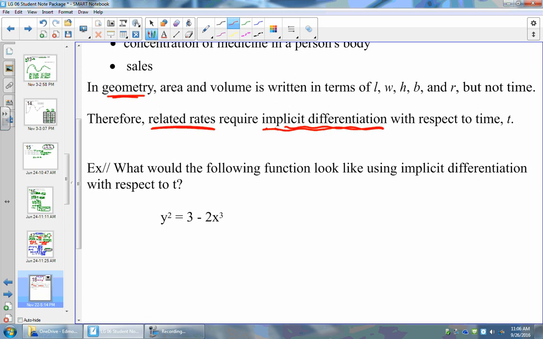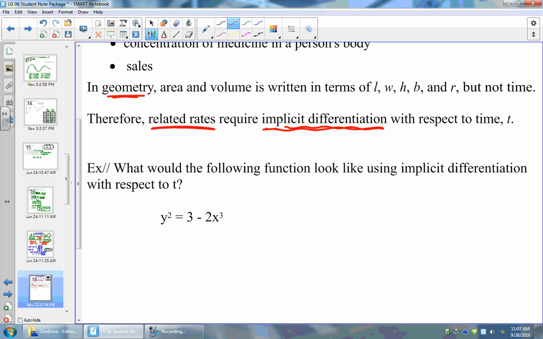Now, if you look at implicit differentiation and you have no clue what that is, you may want to look back in some previous learning guides. But basically, just a quick summary of it, it's when we have more than one variable and we need to take the derivative, a lot of times using the chain rule of each derivative.